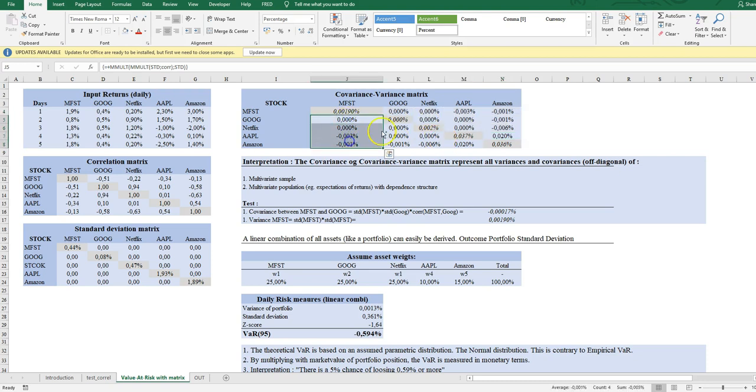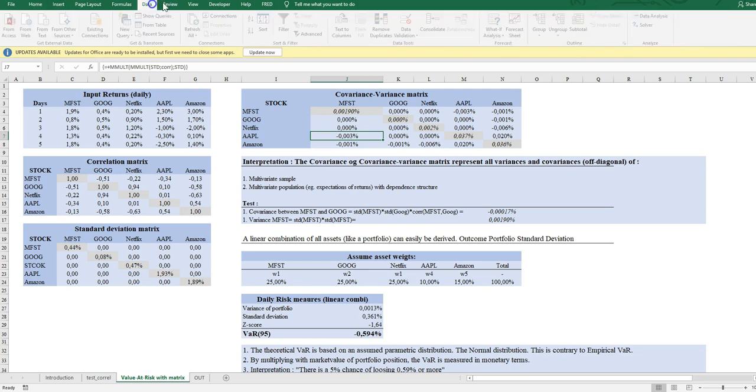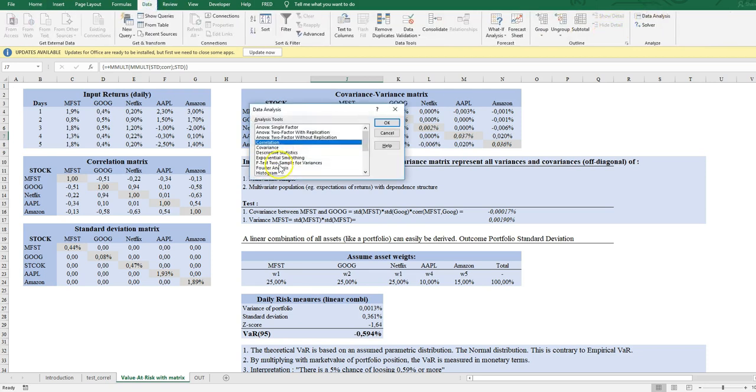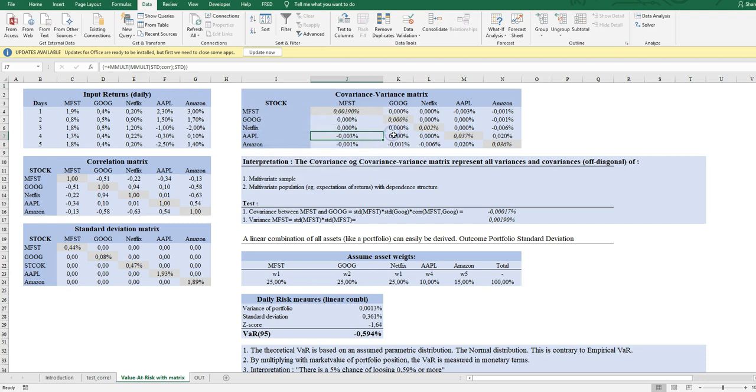I would also get blanks here, and I'll just show you that Excel is actually capable of doing it. You see the covariance function here. I will not do it this time.